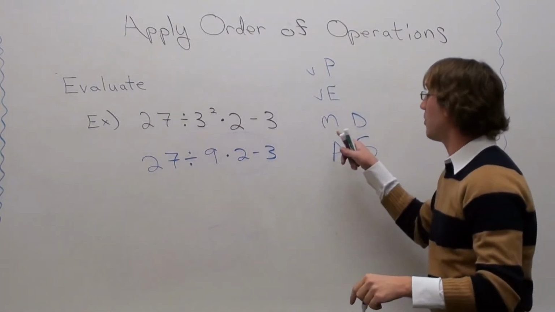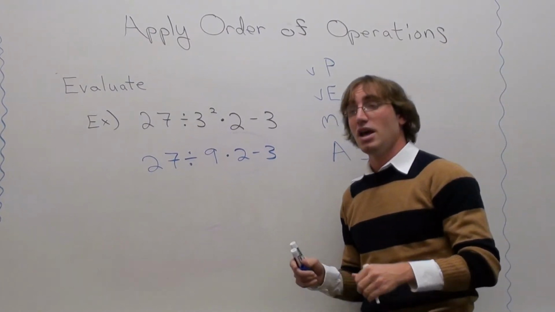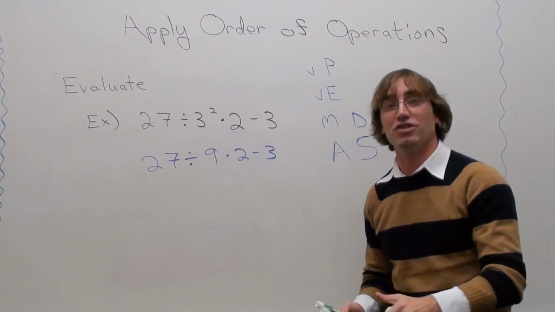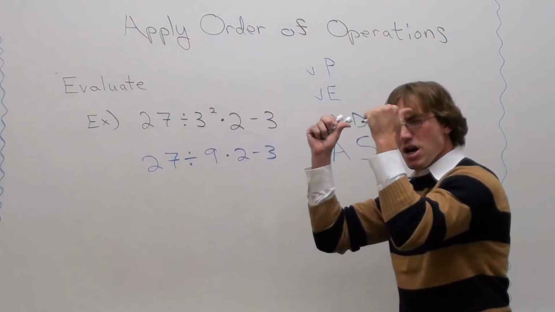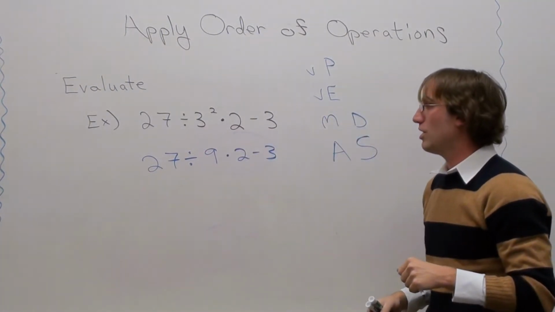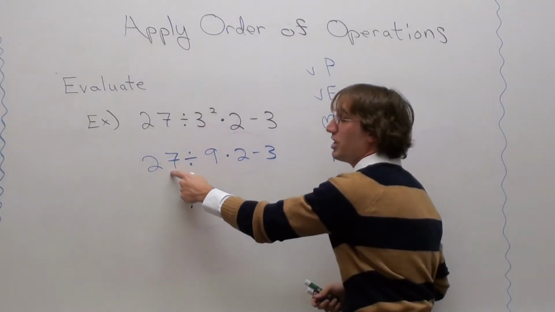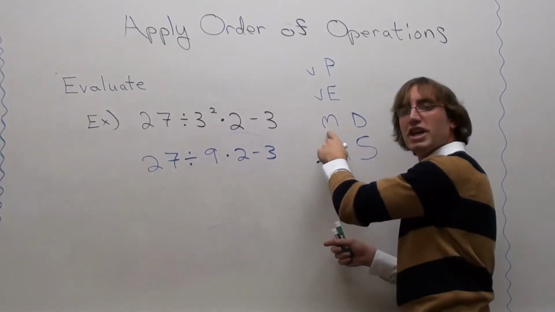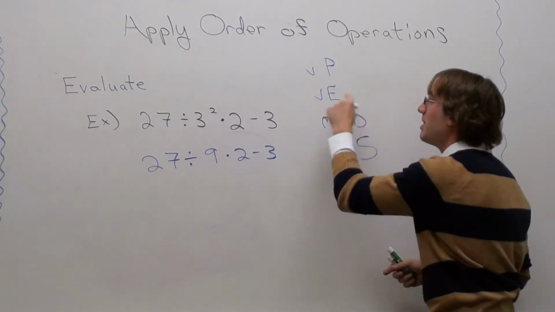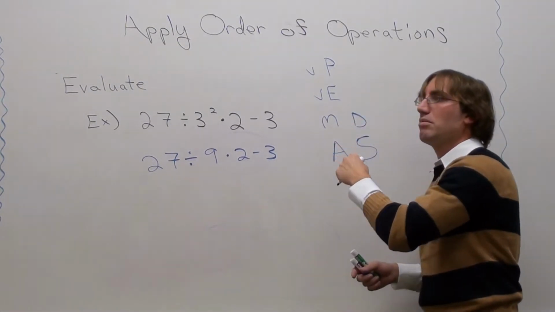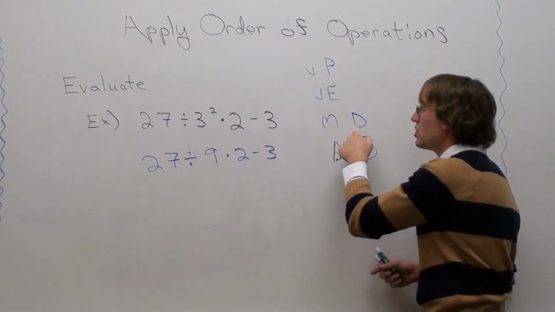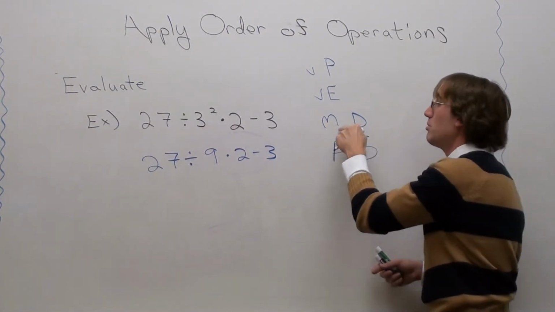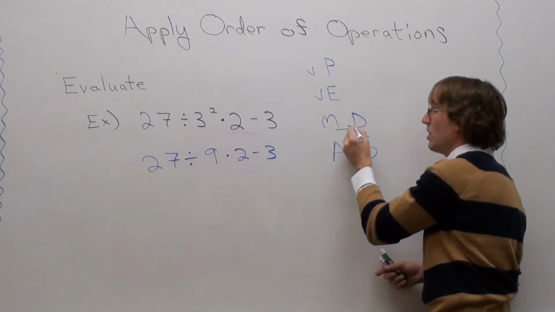Now I got to take care of my multiplication and my division. But when I do my multiplication and my division, I take care of it from left to right. So what do you see first? 27 divided by 9, that's first. Now somebody's going to say, well, multiplication comes before division. No, they come at the same time, but it goes from left to right. So if division goes first, then you do division first. If multiplication goes first, then you do multiplication. But you do these at the same time from left to right.